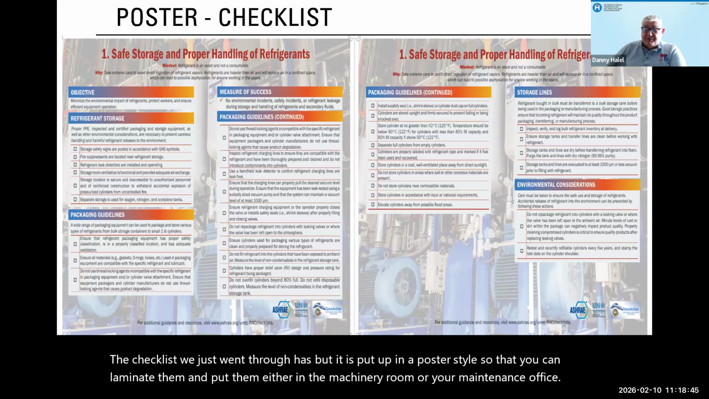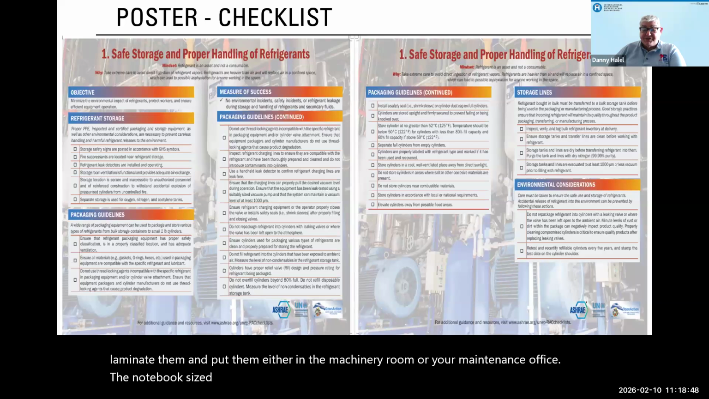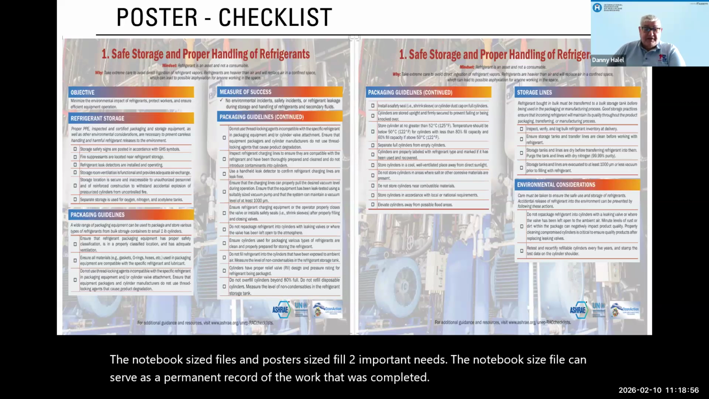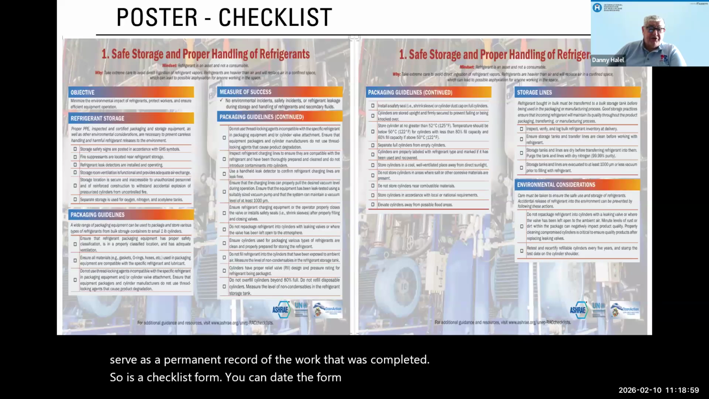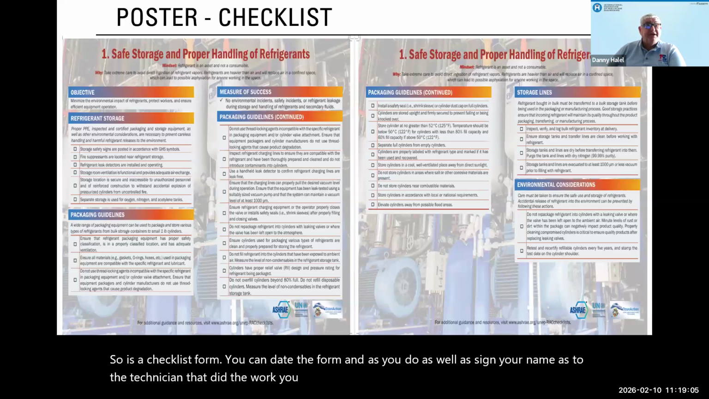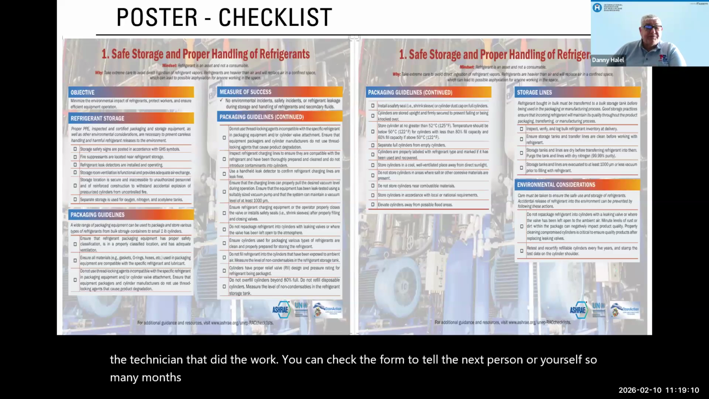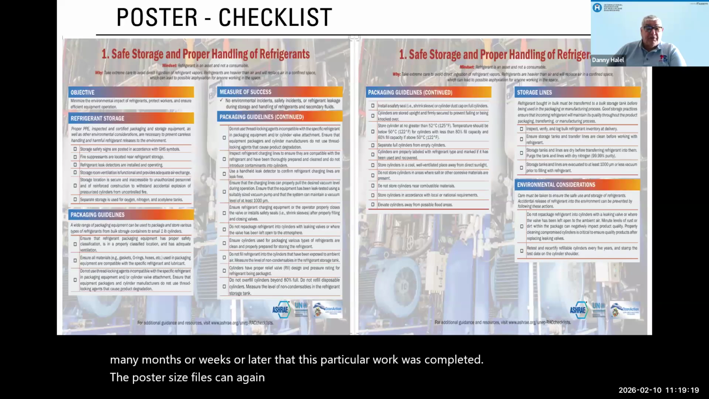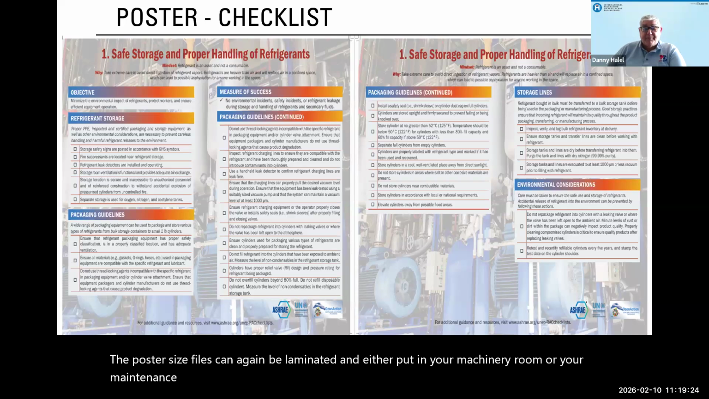The notebook-sized files and poster-sized files fill 2 important needs. The notebook-sized file can serve as a permanent record of the work that was completed. So as a checklist form, you can date the form, as well as sign your name as the technician that did the work, so you can check the form to tell the next person or yourself so many months or weeks later that this particular work was completed. The poster size files can again be laminated and either put in your machinery room or your maintenance office, and the same function can happen.